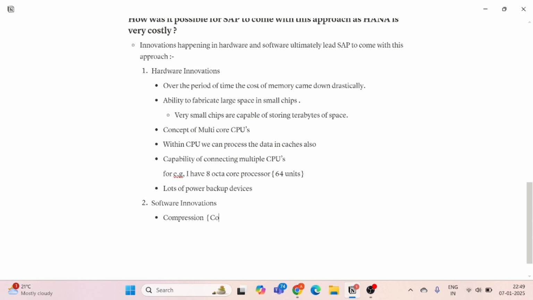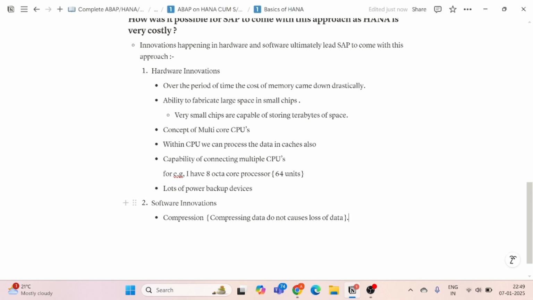Compressing data does not cause loss of data. This is again one of the most important features of compression. It does not cause any loss of data.